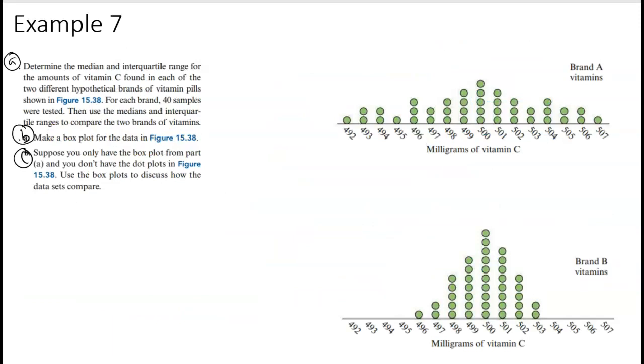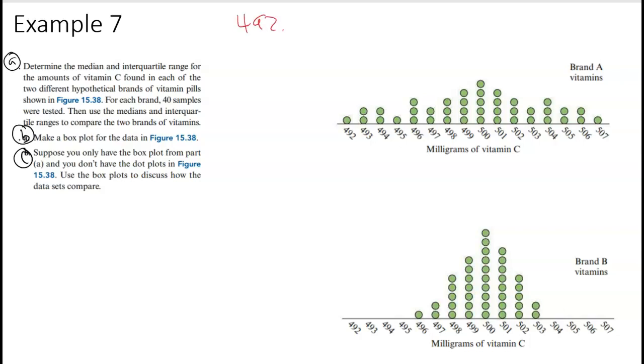So this one is where we're going to do things a little bit differently, and it can be a little bit challenging, but in this problem, let's read it. Determine the median and the interquartile range in two different hypothetical brands. There's 40 samples tested. Now, I don't like to find data off of a dot plot because it can get really confusing. So normally I would say, hey, pull the data.